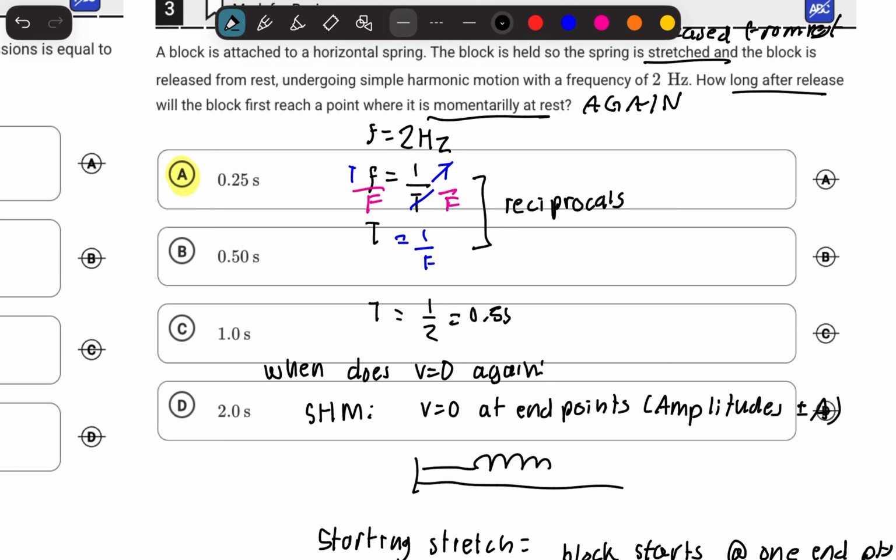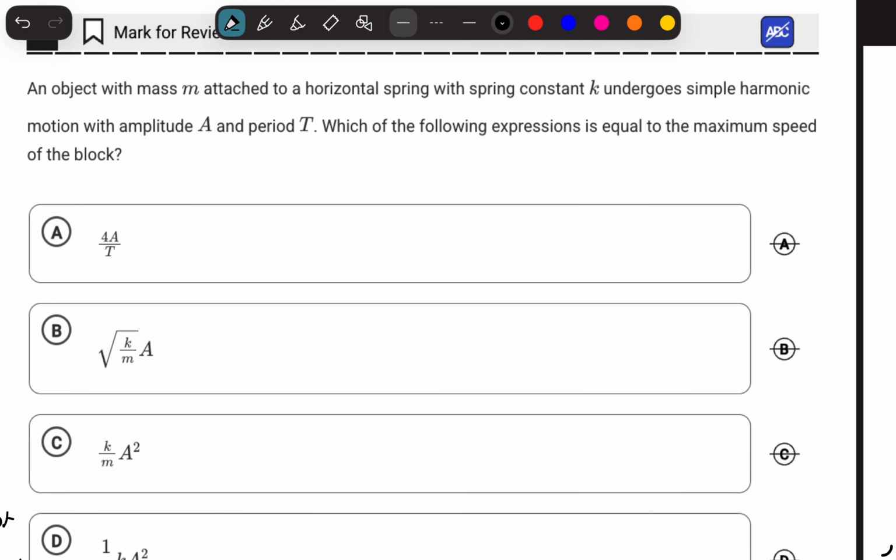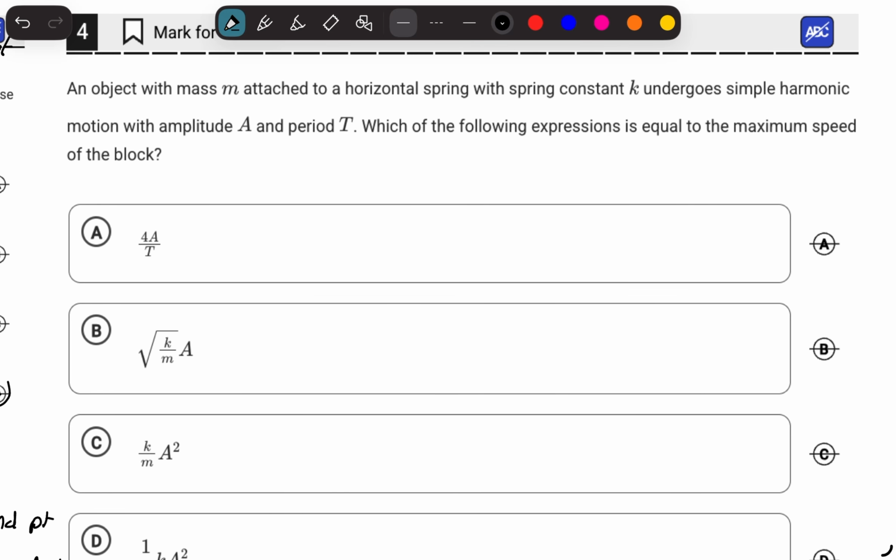Now, for our next question, we have an object with a mass m attached to a horizontal spring with a spring constant k undergoing simple harmonic motion with an amplitude A and a period of T. Which of the following expressions is equal to the maximum speed of the block?